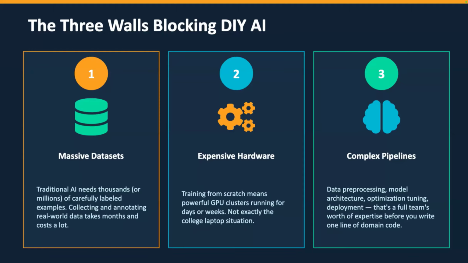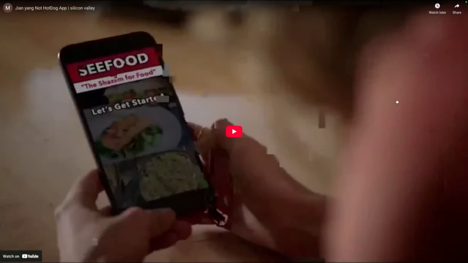Complex pipelines. Building an AI model is so complex in a computer that most big companies have to hire a whole team of specialists to build something. So here's a video that I really like that really encapsulates why AI is a problem and why it's such a hassle.